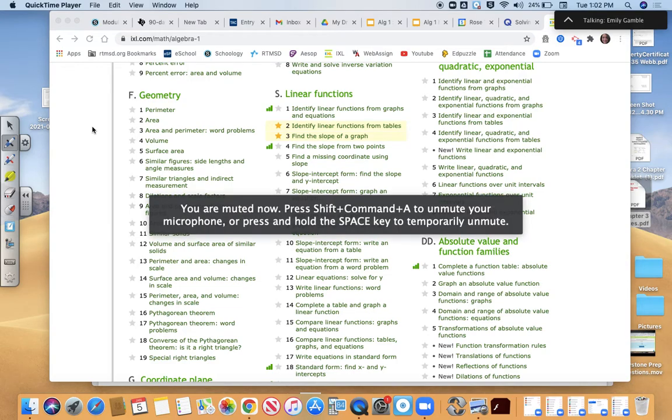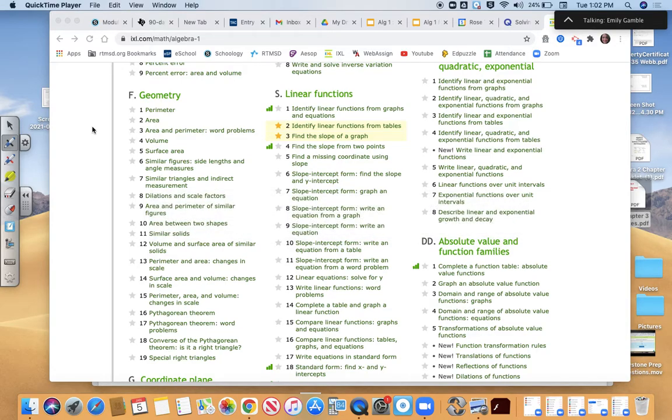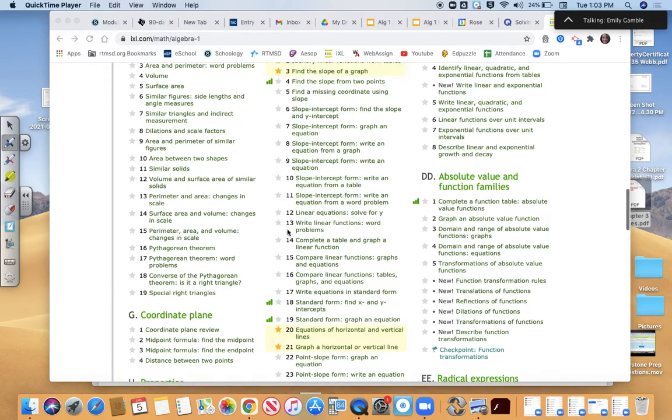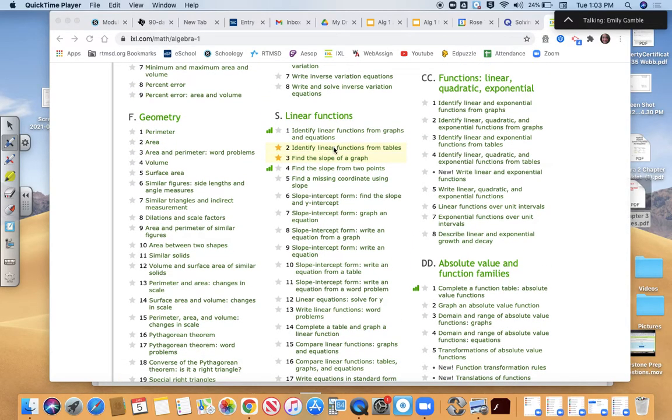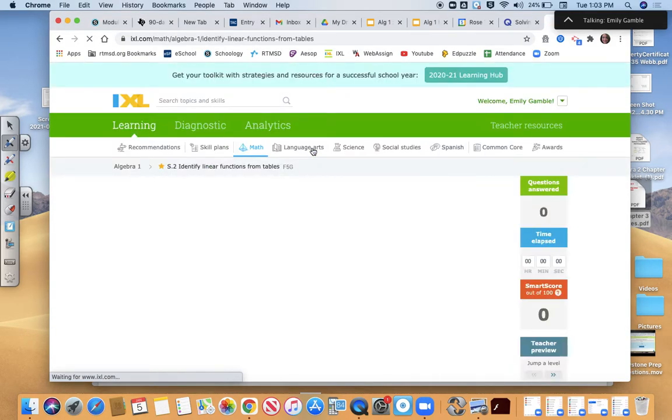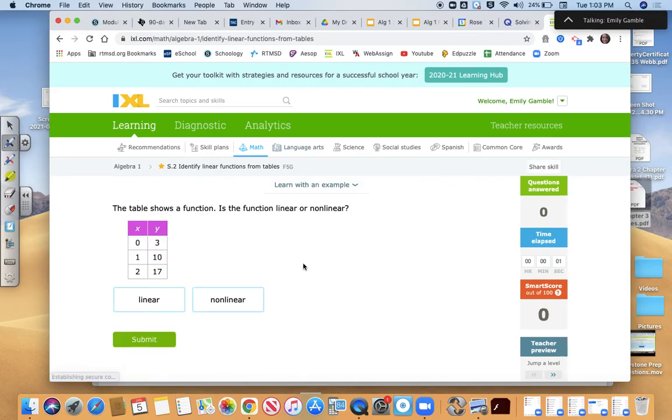Okay, so today we are going to be working on IXL, and we are going to be completing four little activities: IXL S2, 3, 20, and 21 today. So what I'm going to do is go through each little one and show you how to solve them, and then you will use the rest of this time for class to finish out all of the problems here.